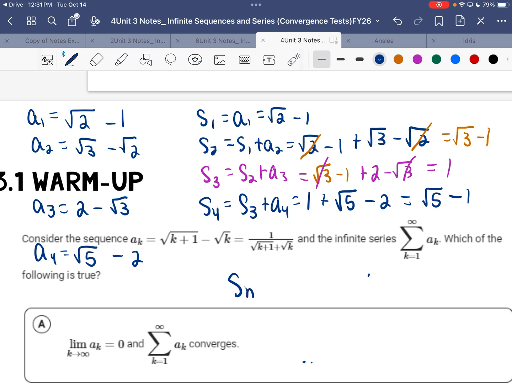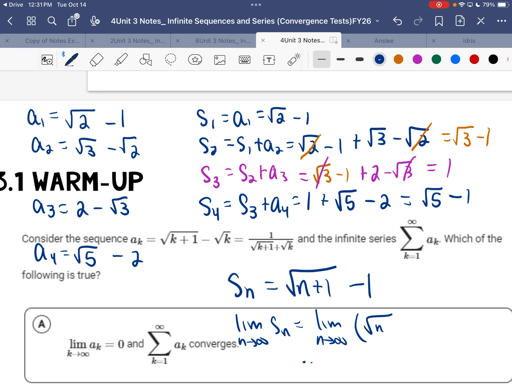Technically, you could have made up a pattern. The pattern is square root of n plus 1 minus 1, and done the limit as n goes to infinity of Sn. But maybe you didn't notice that. That's okay. You could still tell that these are getting bigger as n, or k, whatever, is going to infinity. These sums are also going to infinity. They're going very slowly, but they are increasing. You see how they're getting bigger?